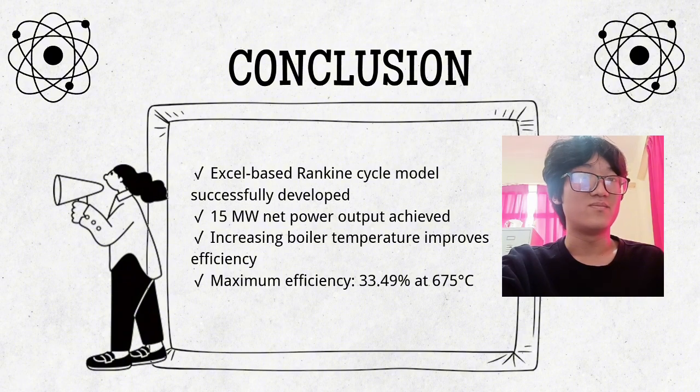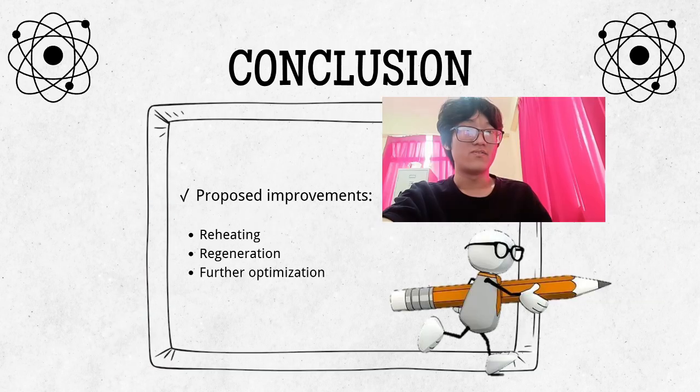Overall, the developed model provides a useful tool to analyze the relationship between operating parameters and power plant performance. For further improvement of this project, advanced cycle modifications such as reheating and regeneration can be implemented to increase power output and improve efficiency.